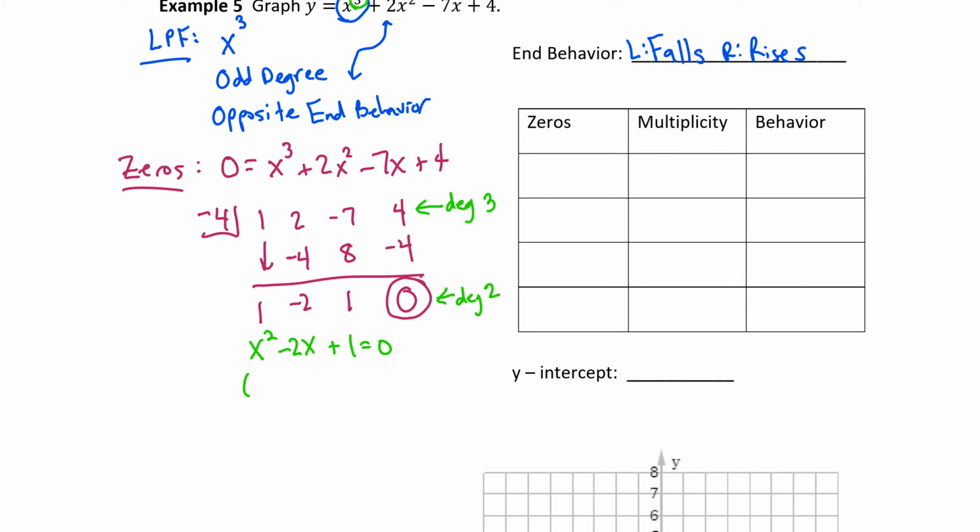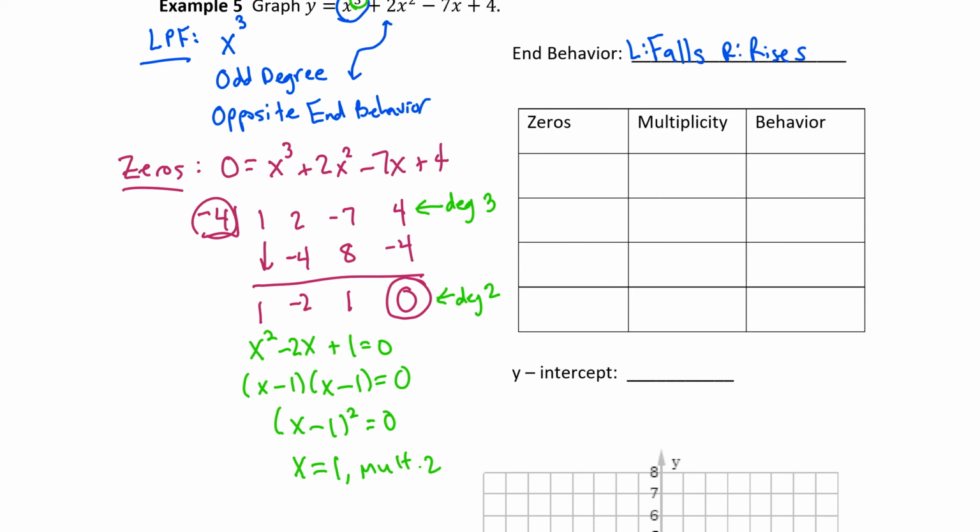Now, if you sit down and work on this one, you're going to find out that it factors like this. X minus 1 times x minus 1 equals 0. Or you could write that x minus 1 quantity squared. So I'm only going to get 1 zero out of this part, but I observe it is multiplicity 2, so it's going to count twice. Let's go ahead and fill in our information over here.